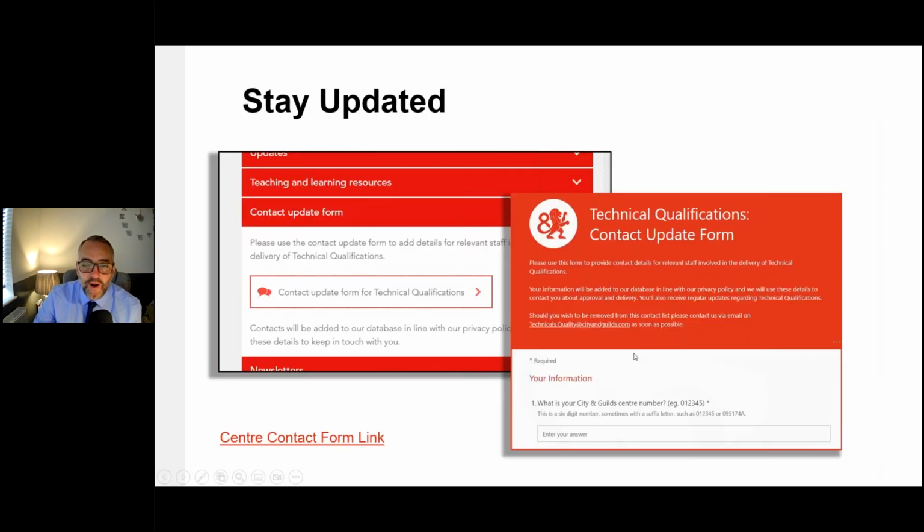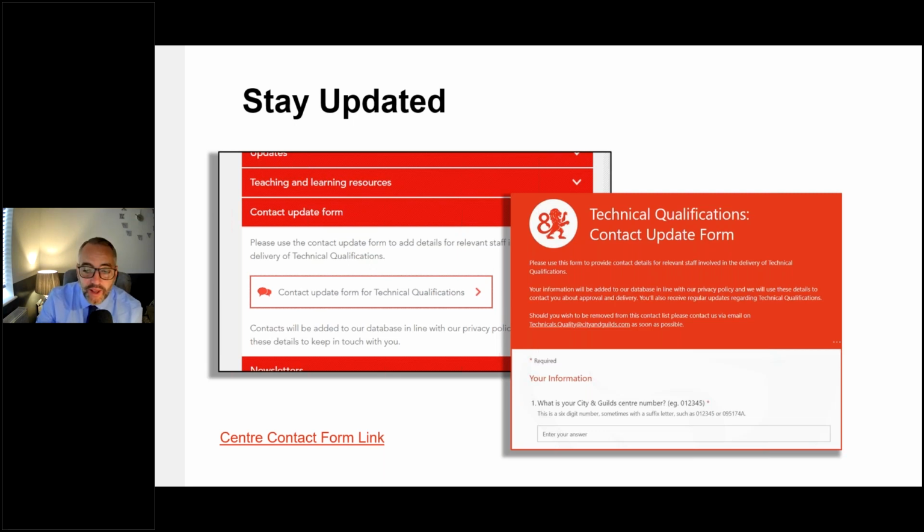Stay updated form. We pushed this a couple of years ago, but we really need more people to complete this. Whenever there are updates to technical qualifications, we have a contact list of people who've previously completed this form and it's sent out to them. This is purely for technicals. So if you're involved with technicals, please look at that link when I share it or when you download it from the handouts, and just update your information on there.